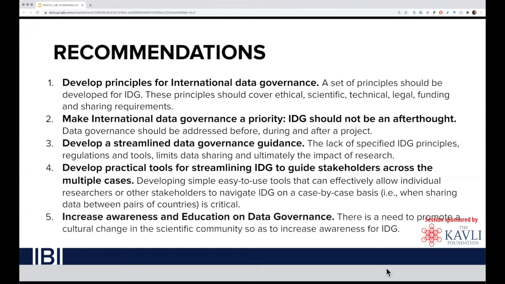Finally, we need to increase awareness and improve education on data governance. As I said in point number two, this has to become in the future something that everyone gets educated and understands so that global science and global neuroscience across nations and states can happen more effectively.